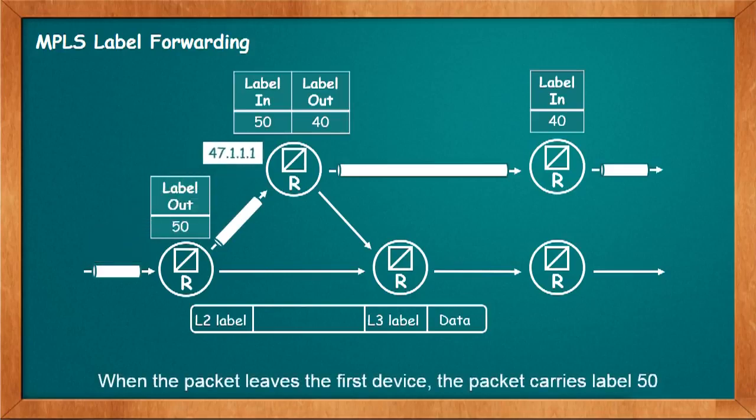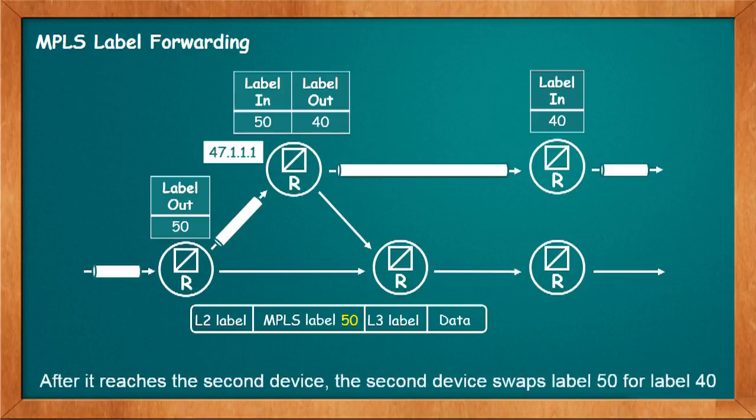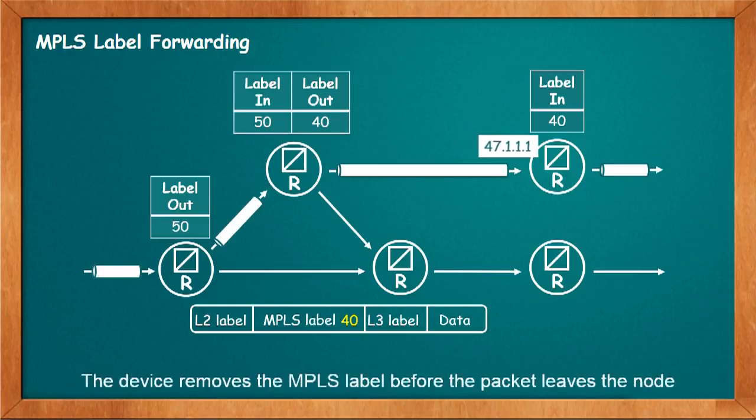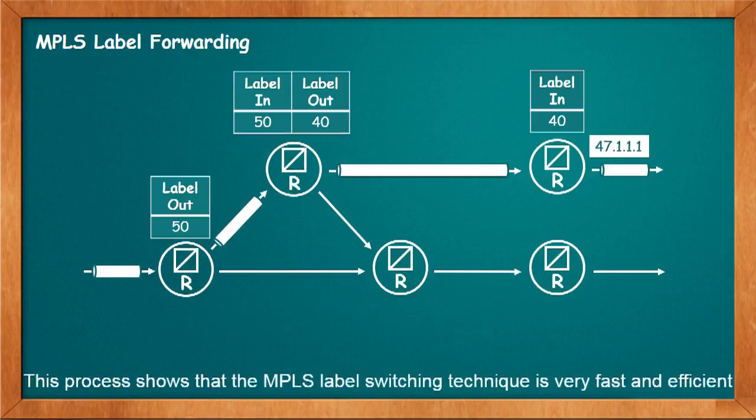When the packet leaves the first device, the packet carries label 50. After it reaches the second device, the device swaps label 50 for label 40. The packet with label 40 leaves the second device and reaches the third device. The device removes the MPLS label before the packet leaves the node. This process shows that the MPLS label switching technique is very fast and efficient.